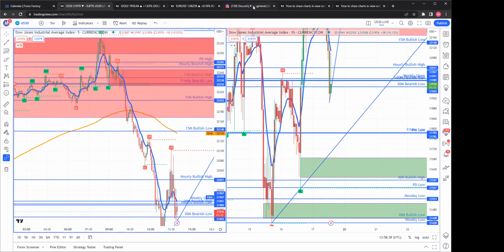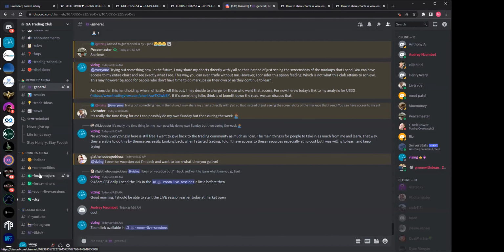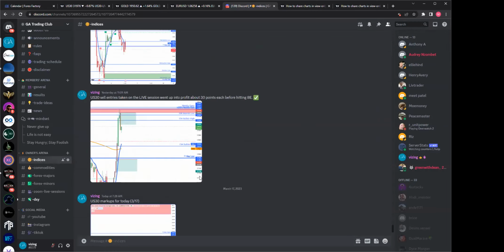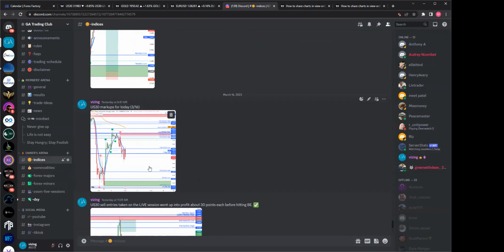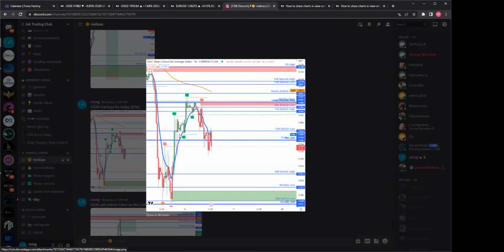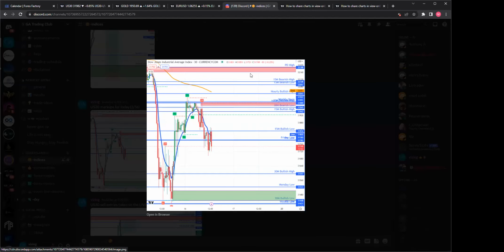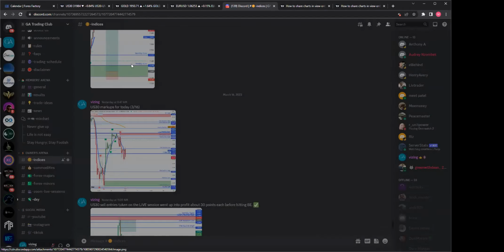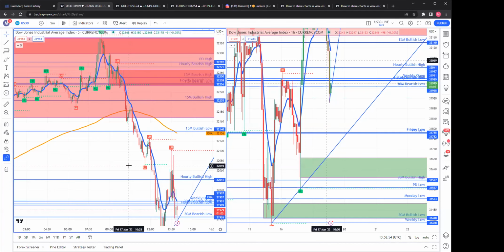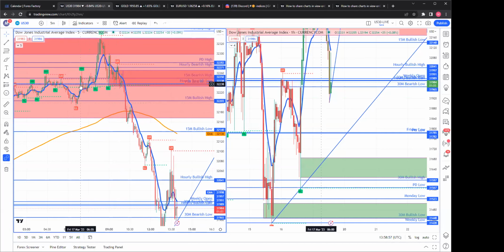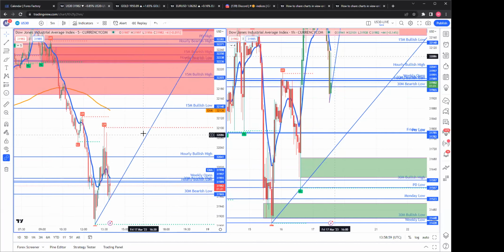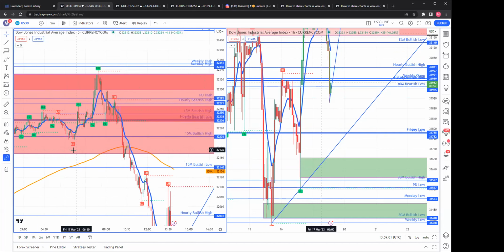Because when I send the markups in the morning, like yesterday for US 30, you couldn't see this was 316, right? You couldn't see that hourly bearish zone. It was all the way past up here. So if you do have access to my chart and what I'm seeing, you can trade this later and set your pending orders, because you see that price is literally respecting every single markup that I've made in here.